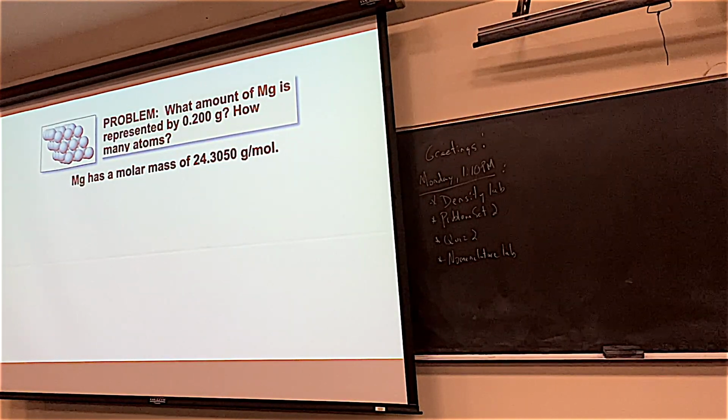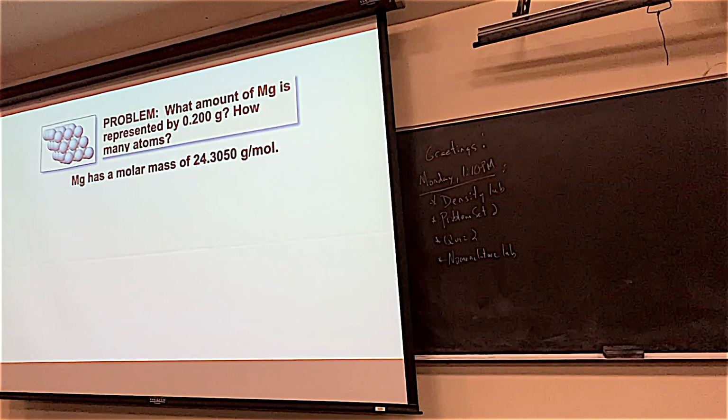Here's a more practical question. We have 0.20 grams of magnesium, and we want to know how many atoms there are. If you have a question like this, where you're going from mass in grams to atoms, you must go through the molar mass first, the red number you use from the periodic table, and then Avogadro's number will send you to the final answer.